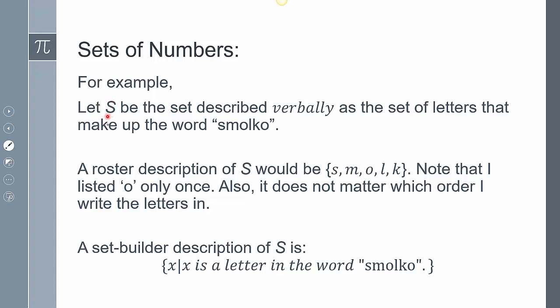Let's say I have set S, and we're going to describe it verbally as the set of letters that make up the word smoko. So a roster description of the S would be the letters S, M, O, L, K. Notice that even though I have O twice in here, I only listed O once. And so it doesn't matter which way that I would actually write it. And so the verbal is actually, like I said, going to be just listing those words. And then the set builder method is I'm going to say X, so I'm defining my variable, X, and then X is going to be the letter in the word smoko. So I define it, that's my quote-unquote dummy variable, and I'm going to say that X is going to be the letter in the word smoko. So if you notice, it was kind of like the combination of this and this put together.